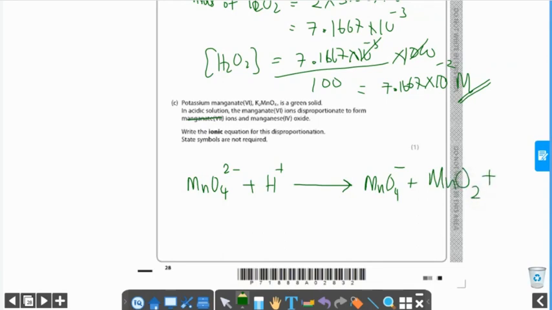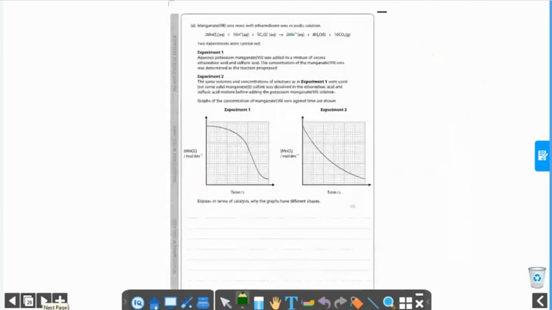How to balance this now? In acidic conditions, if you add H+ to one side, on the opposite side you need to add water. That's how we balance in acidic conditions. So how to balance this? So for, yeah, 2. Okay, now it's balanced. Charges have to balance as well as the elements. Charges and the elements should be balanced. Clear?